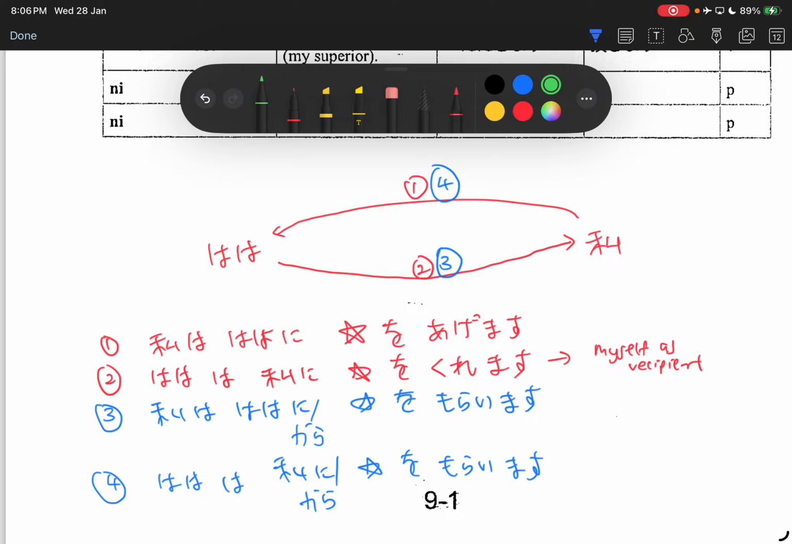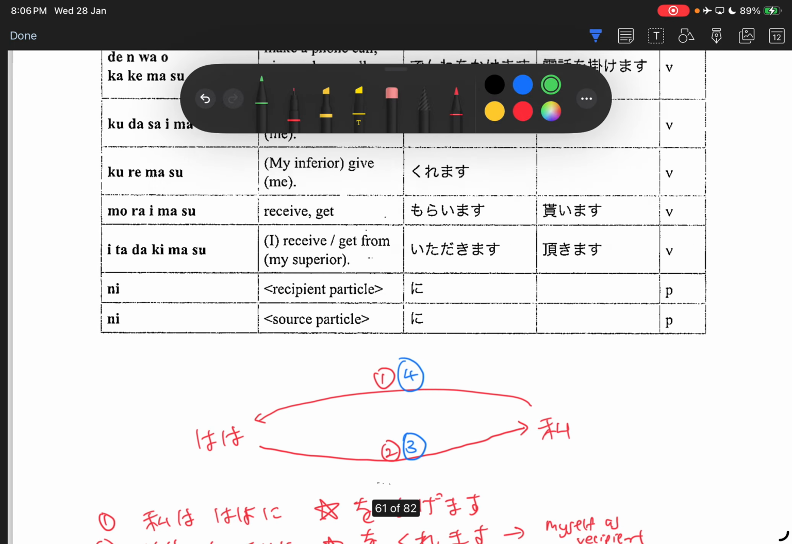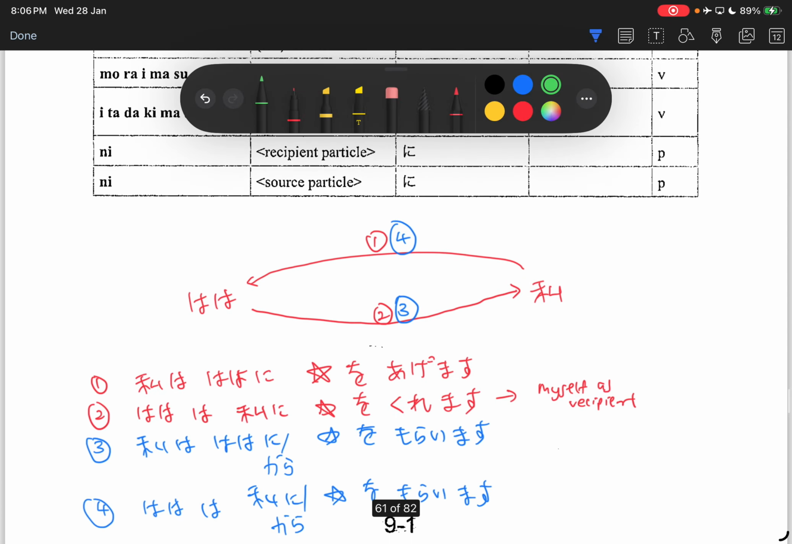Okay, now we talk about the honorific version. Just now we learned kudasaimasu, superior give me. Basically we use it at number 2. So number 2, instead of saying kuremasu, we can also substitute it with kudasaimasu. Instead of using kuremasu, we can substitute the word kuremasu with kudasaimasu.